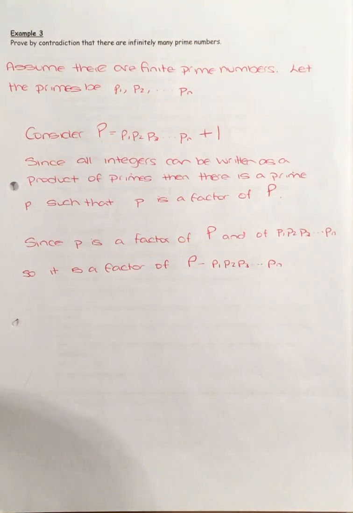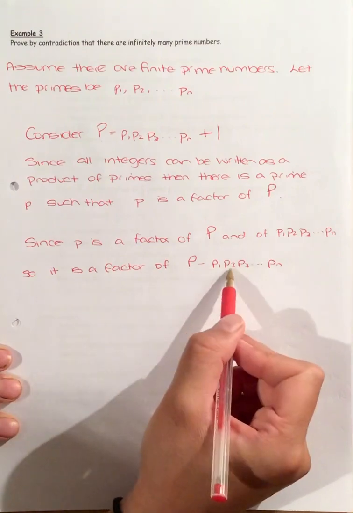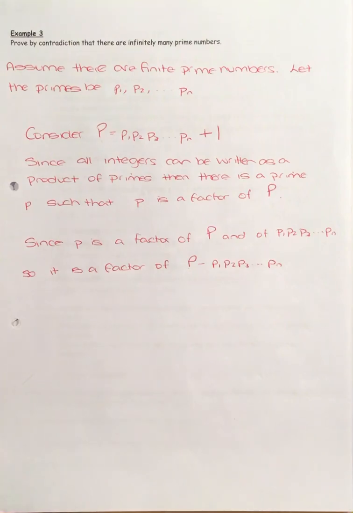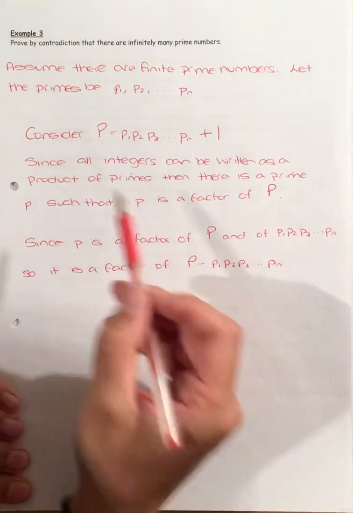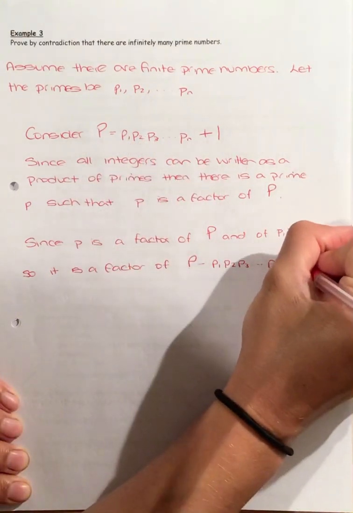So for example, if you have a multiple of 3, take away a multiple of 3, you will get a multiple of 3 as your answer. If you've got a multiple of 10, take away a multiple of 10, you will get a multiple of 10 as your answer. If we've got a multiple of our prime number little p, take away a multiple of our prime number little p, then we will get a multiple of little p.